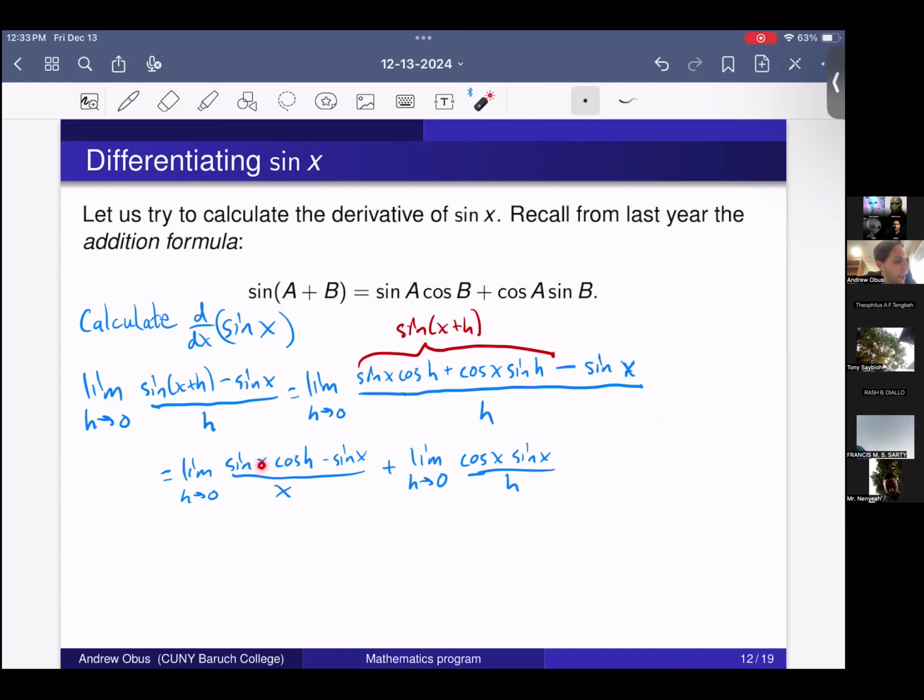And now I have a factor of sine of x. Oh, sorry, this should be an h, not an x. Yes, it should be h.